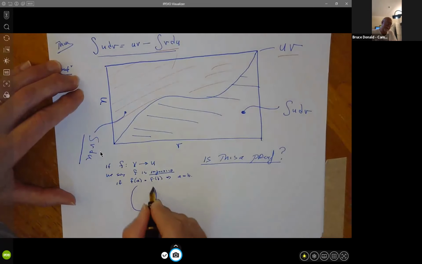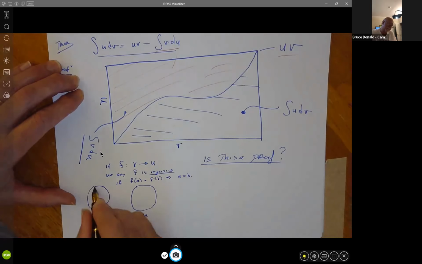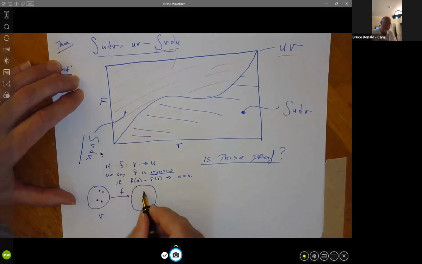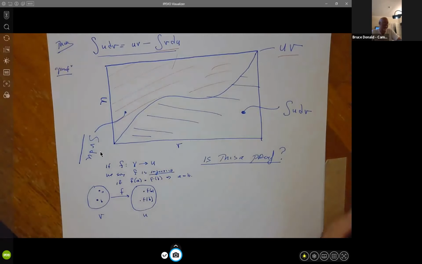So we have sets like this. This is u drawn another way. This is b drawn like this. This is your function f. It means if you have two distinct points here, say a and b, they have to land here as two distinct points, f of a and f of b. You can never have them land on top of each other. So that's a technical failure for sure.